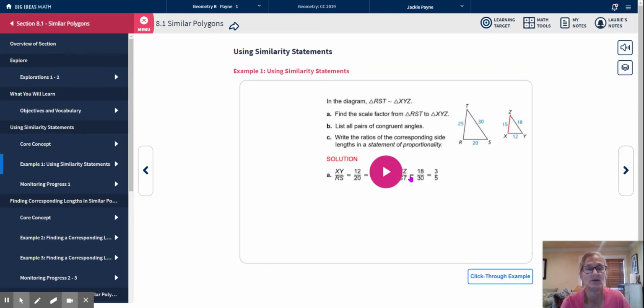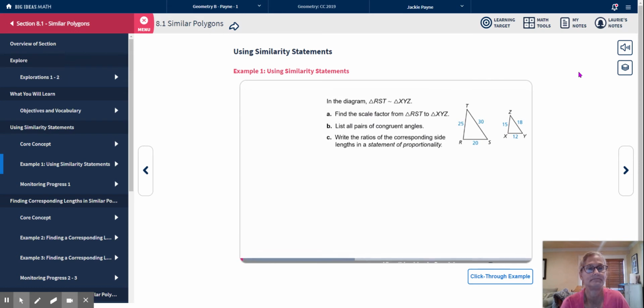So here's how we're going to use these statements. In the diagram, triangle RST is similar to triangle XYZ. Part A, find the scale factor from triangle RST to triangle XYZ. Part B, list all pairs of congruent angles. Part C, write the ratios of the corresponding side lengths in a statement of proportionality.